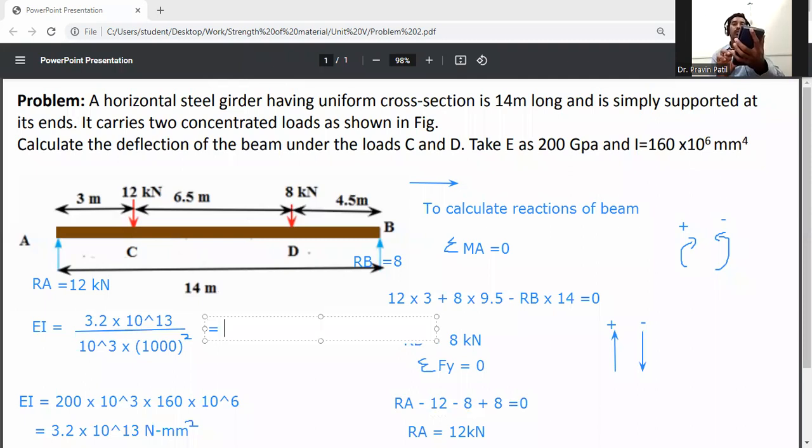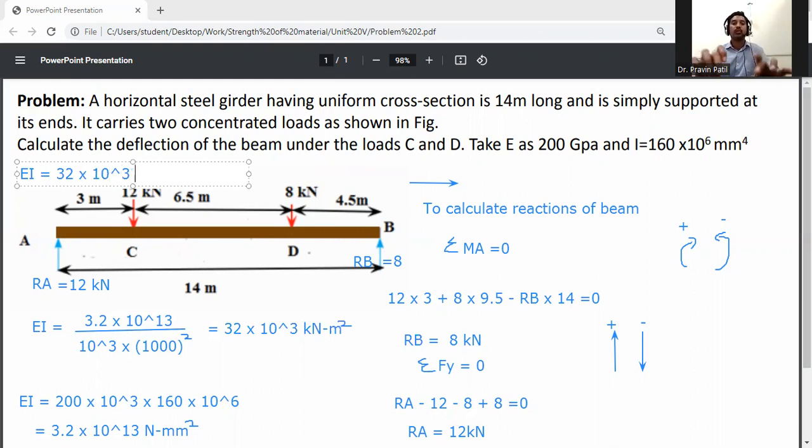3.2 into 10 raised to the power 13 divided by 10 raised to the power 3 into 1000 square. So we will get 32 into 10 raised to the power 3. This value is now in kilonewton meter square. So EI I will write down here: EI is equal to 32 into 10 raised to the power 3 kilonewton meter square.